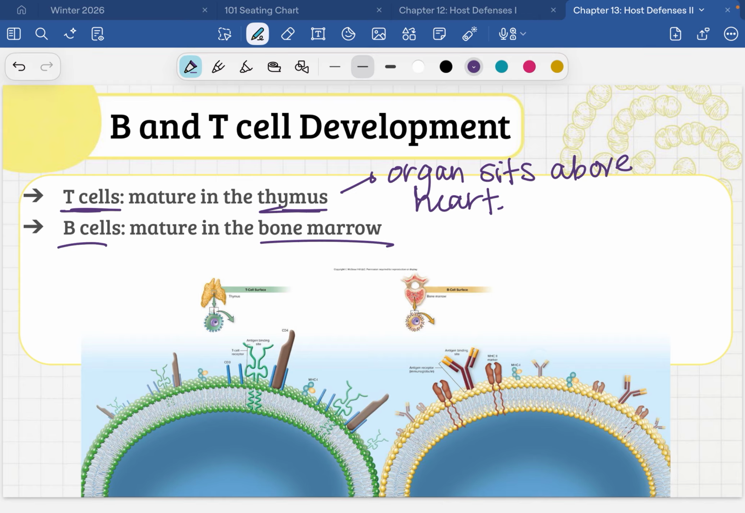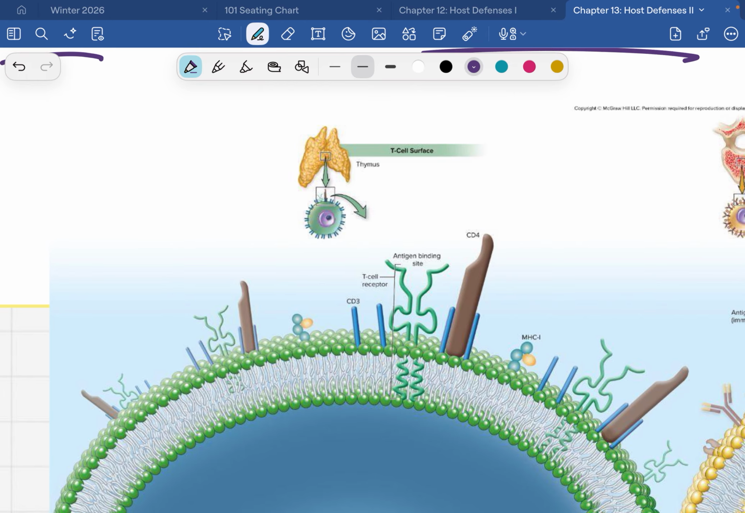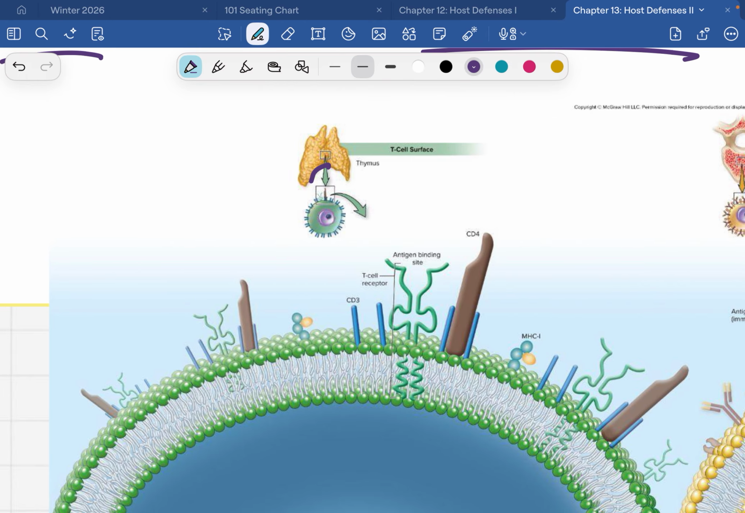Your B cells mature in your bone marrow. So your bone marrow is on the insides of all of your long bones. They're produced all over your body. But B cells, bone marrow. And B cells and T cells, so that's what the thymus looks like. Your heart sits right here.